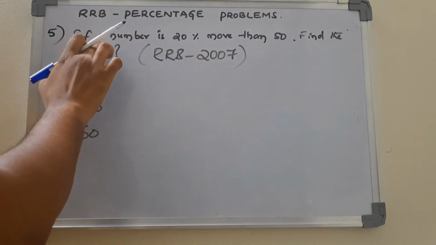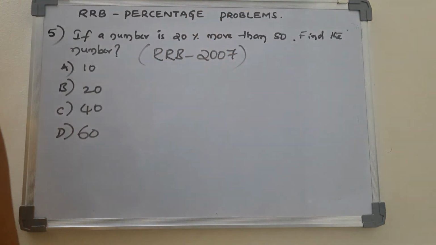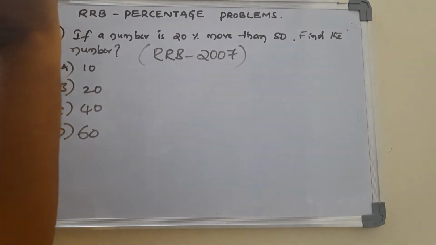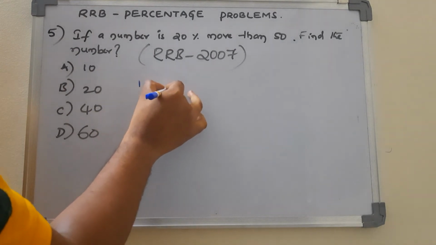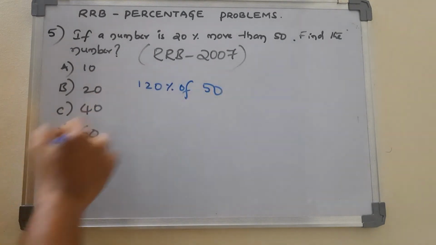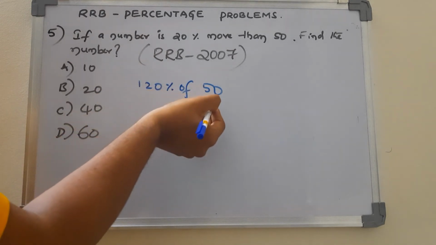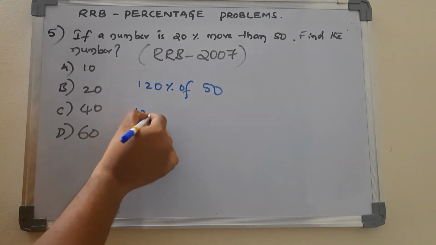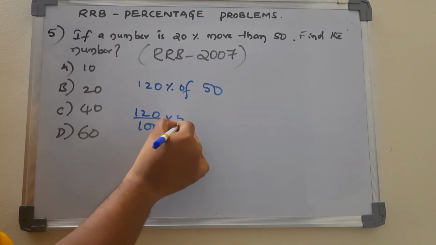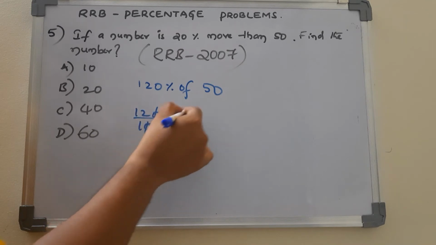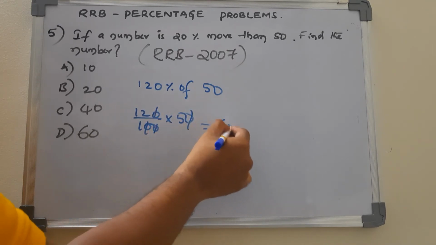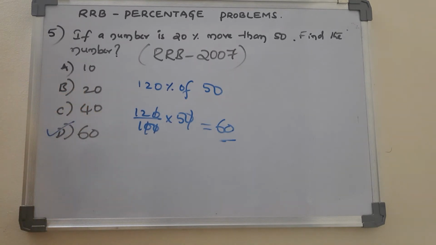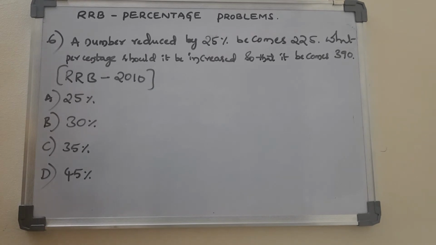But this is a number which is 20% more than 50. That means this number is 120% of 50, right? So the number is 120% of 50 because it is 20% more than 50. Just solve this: 120 by 100 into 50. The zeros cancel. 12 5s are 60. So the number is 60 and the option is D.